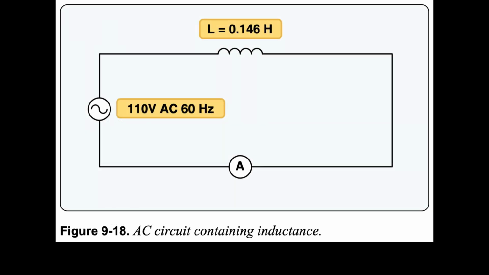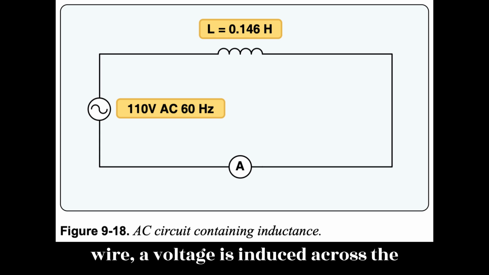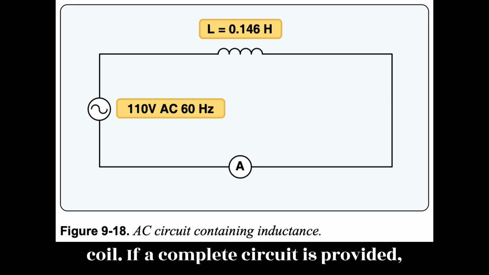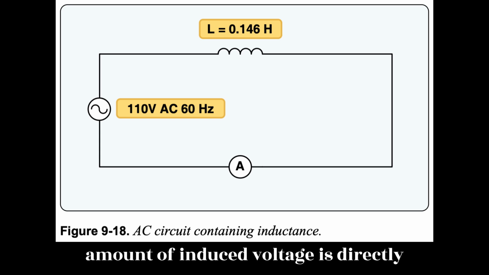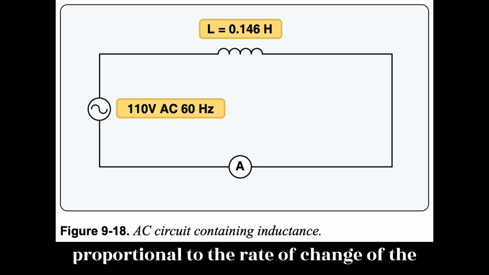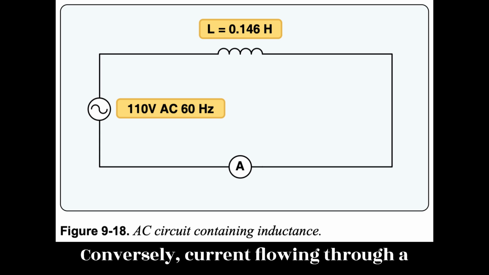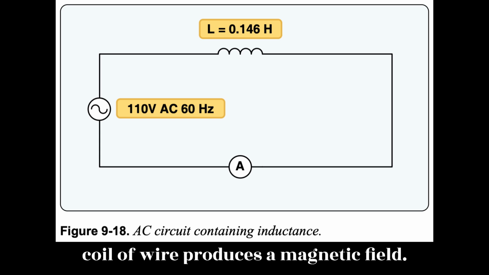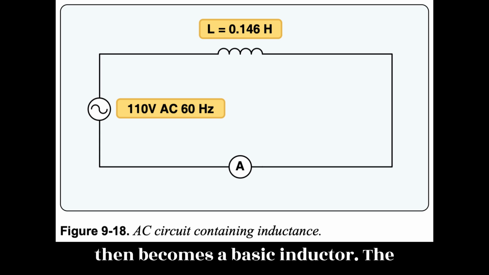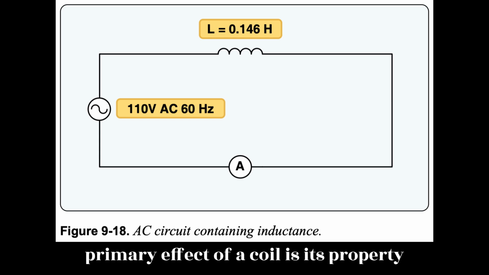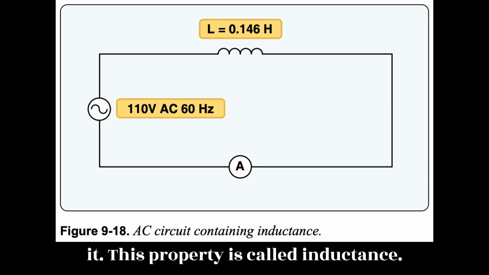Inductive reactance. When moving a magnet through a coil of wire, a voltage is induced across the coil. If a complete circuit is provided, then a current will also be induced. The amount of induced voltage is directly proportional to the rate of change of the magnetic field with respect to the coil. Conversely, current flowing through a coil of wire produces a magnetic field. When this wire is formed into a coil, it then becomes a basic inductor. The primary effect of a coil is its property to oppose any change in current through it. This property is called inductance.